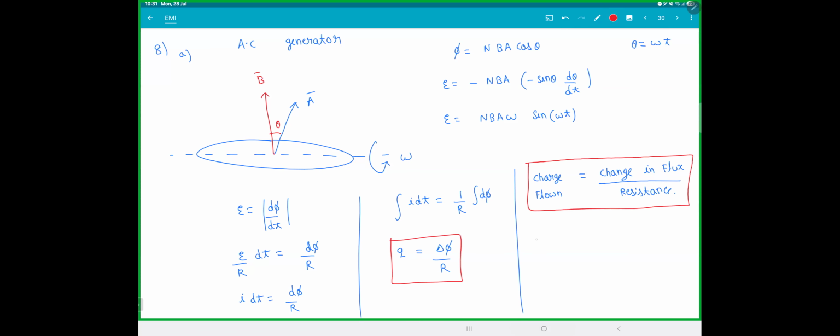So in our question, you're rotating by 180 degrees. So change in flux will be NBA minus of minus NBA. Angle becomes 180 degrees by R. 2 number of turns BA by R. We are multiplying N everywhere because of the number of turns. Clear with this? Half revolution, so theta is 180.